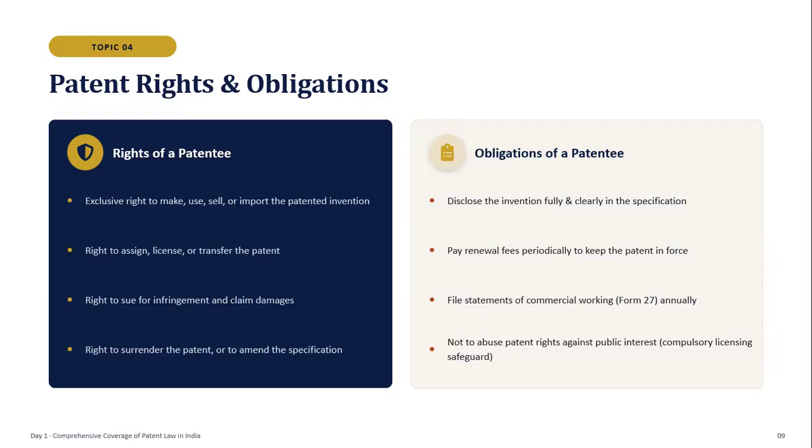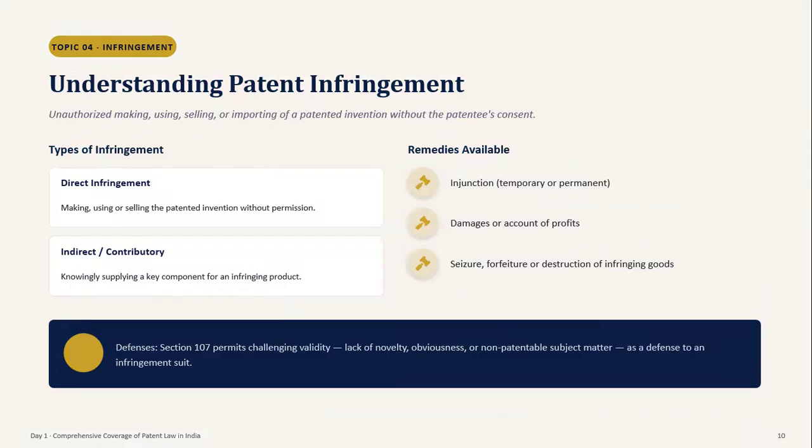These provisions demonstrate that a patent is not simply a monopoly right; it is a legal framework in which rights are balanced with responsibilities and public interest considerations. Now, let us understand the concept of patent infringement. In simple terms, infringement involves unauthorized making, using, selling, or importing of a patented invention without the consent of the patentee, subject to the specific provisions of patent law.